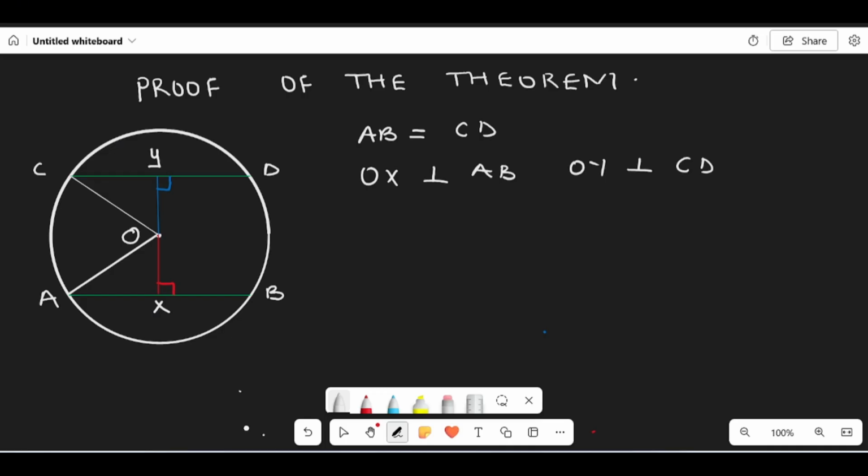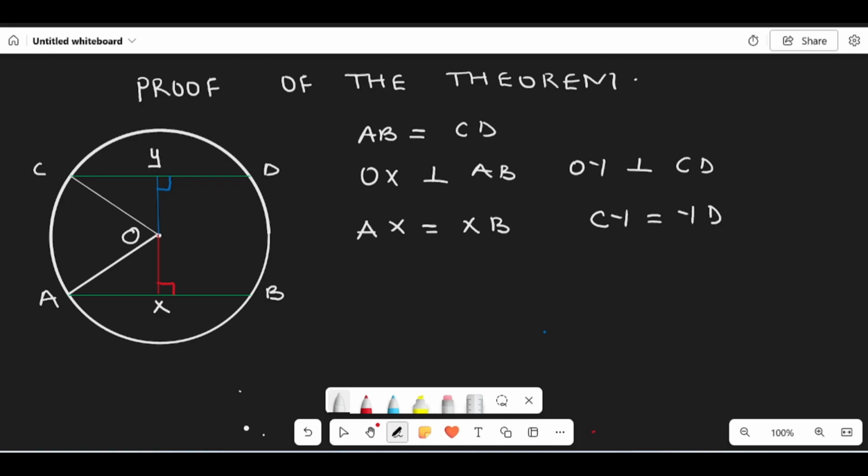In a circle, a perpendicular from the center to a chord bisects the chord. So we can say AX equal to XB, and also CY equal to YD.